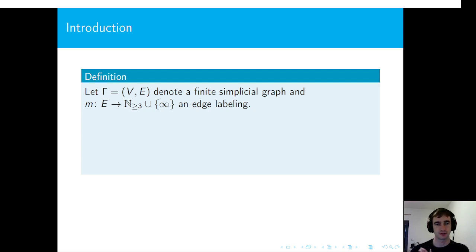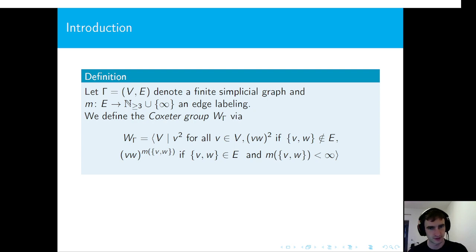Okay, so first, introduction, a quick reminder: what is a Coxeter group? Let Gamma denote a finite simplicial graph, so a finite number of vertices, no double edges, no loops, and M an edge labeling going to the natural numbers greater than or equal to 3 and infinity. Then we define the Coxeter group W_Gamma via the following presentation. Our generators are the vertices, and every generator has order 2. They commute if there's no edge, and their product has order equal to the edge label if there's an edge and the label of the edge is not infinity. If the label is infinity, we just put no relation.